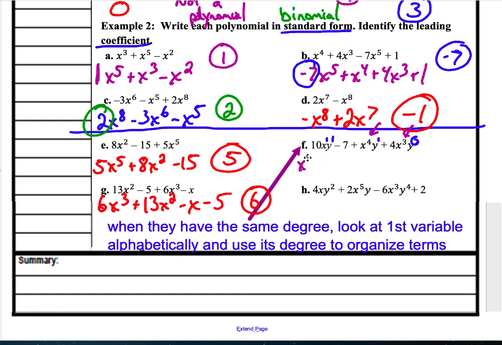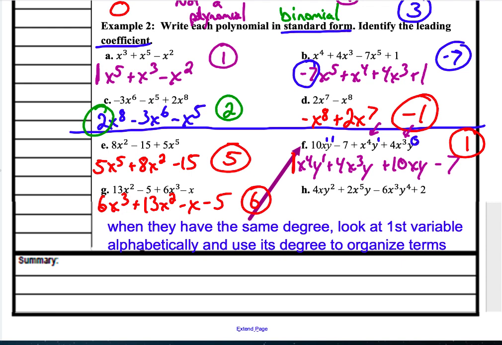So I'm going to have x to the 4th, y to the 1st. Then I'm going to have 4x to the 3rd, y to the 1st. Then I'm going to have my 10xy, and then my minus 7. So that's going to give me a leading coefficient of 1, that coefficient out front. So when they're tying in their degree, we look at the first variable, and we use its exponent to put them in order.